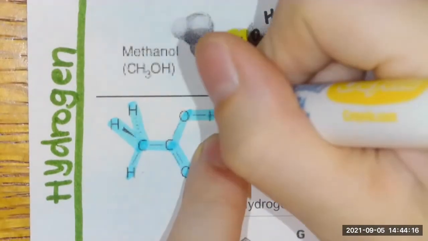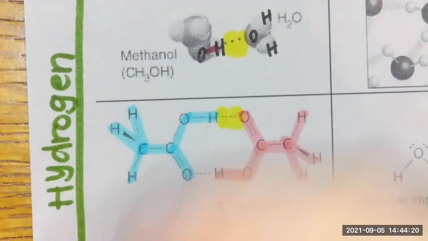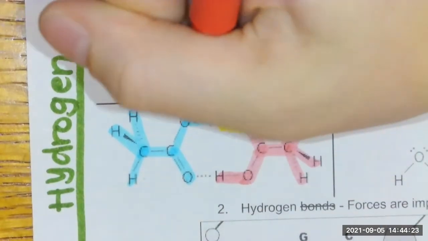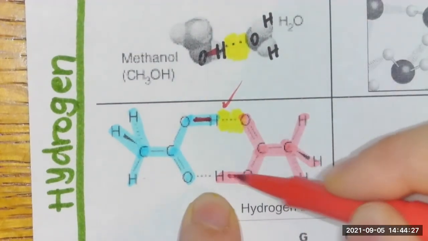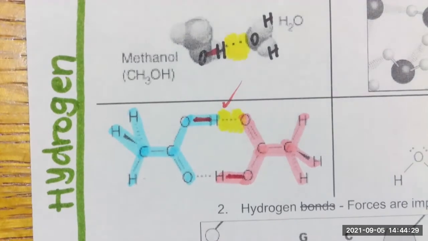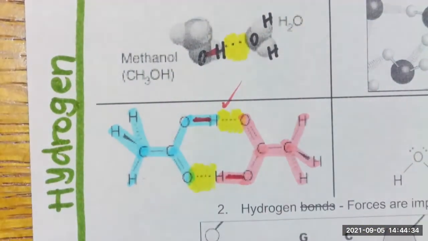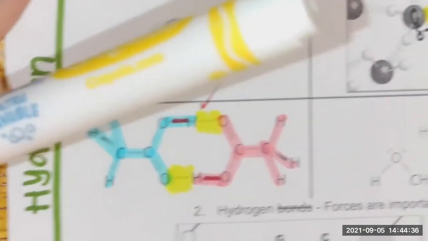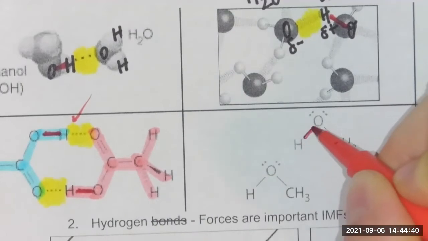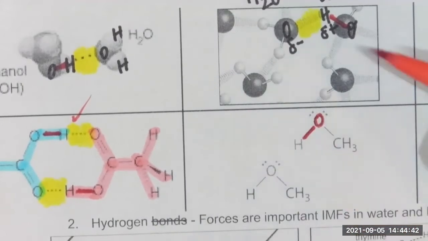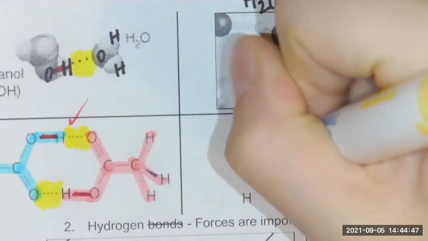Hydrogen sandwich. On the one side, it interacts with F, O, or N. On the other side, it's bonded to F, O, or N. That works. It also does it down here. On the one side, bonded to F, O, or N. On the other side, attracted. On the one side, bonded to F, O, or N. On the other side, attracted.